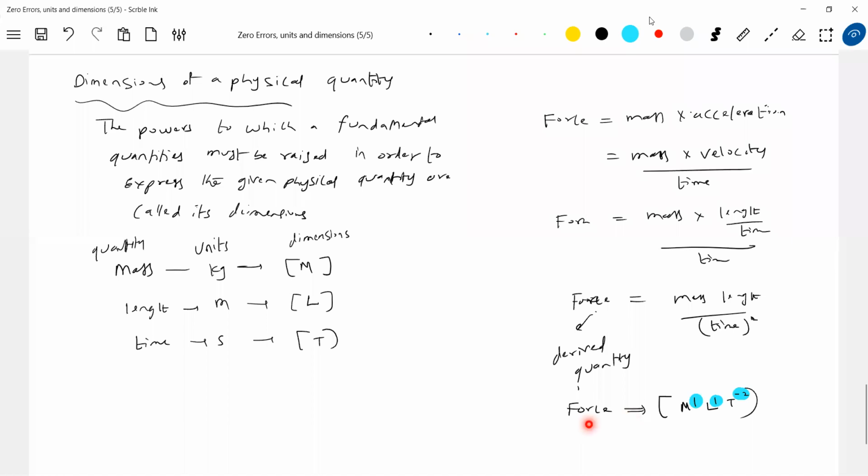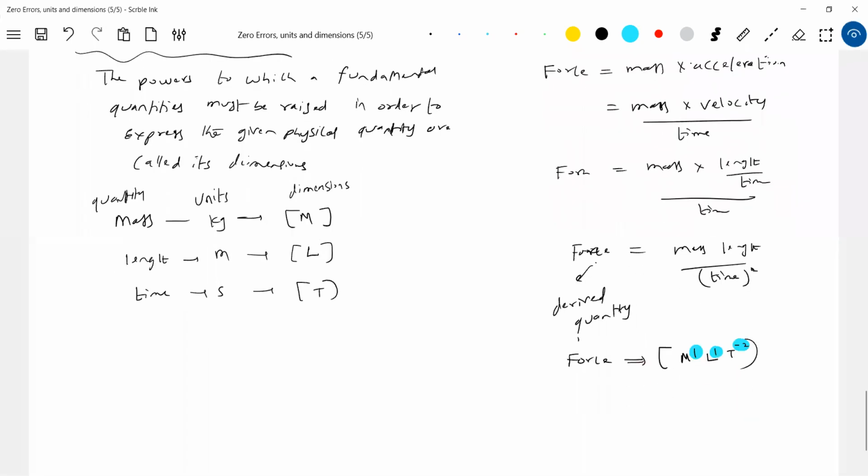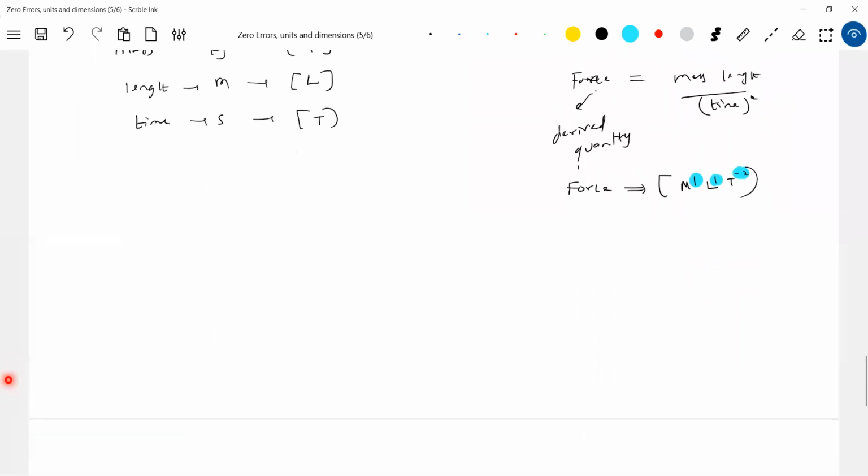So for a student, I say, please design a machine which will generate a force. Definitely you are going to take help of dimensional analysis in designing the machine. That's what I'm trying to conclude here. Like that, there are different dimensions for different physical quantities. Let's go for them. First we'll start with velocity.